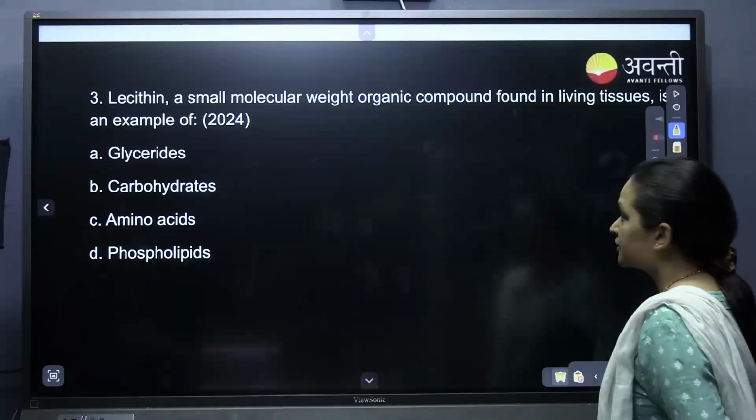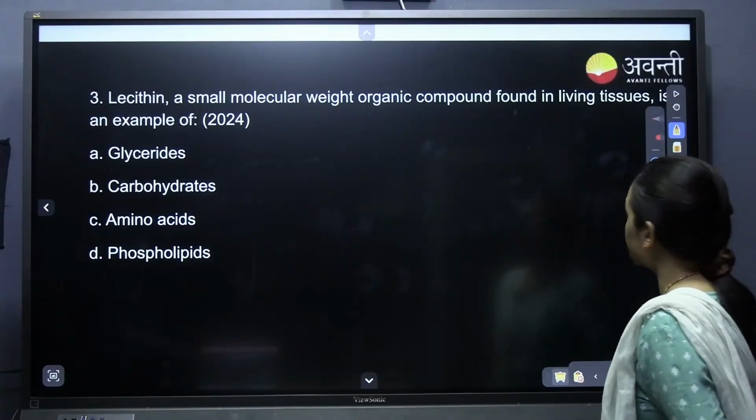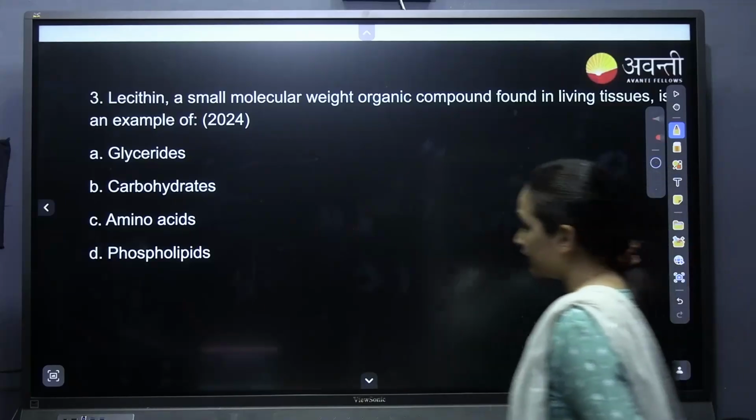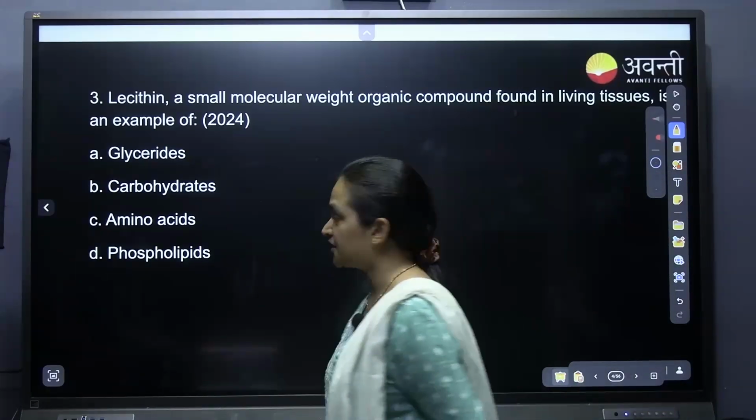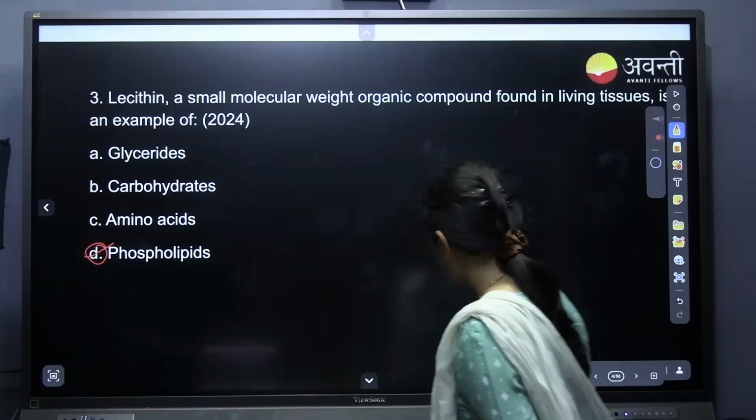Lecithin is a small molecular weight organic compound found in living tissues, is an example of, as I have already told you, lecithin is a phospholipid.